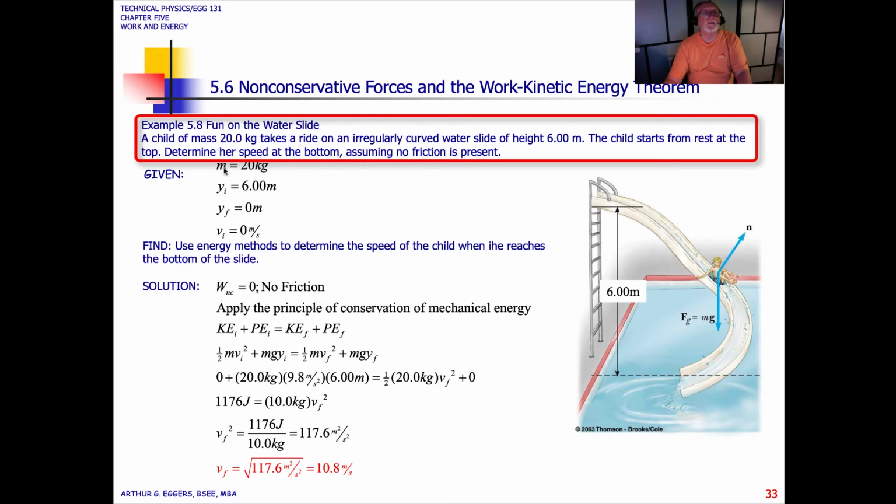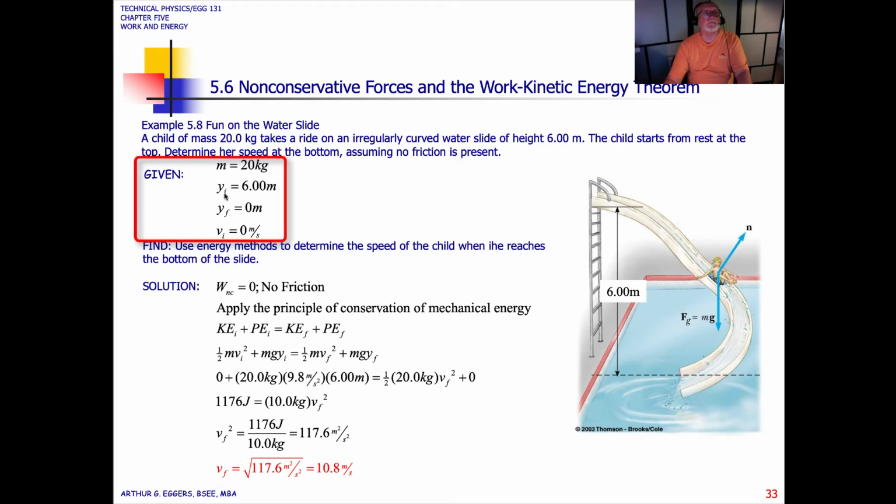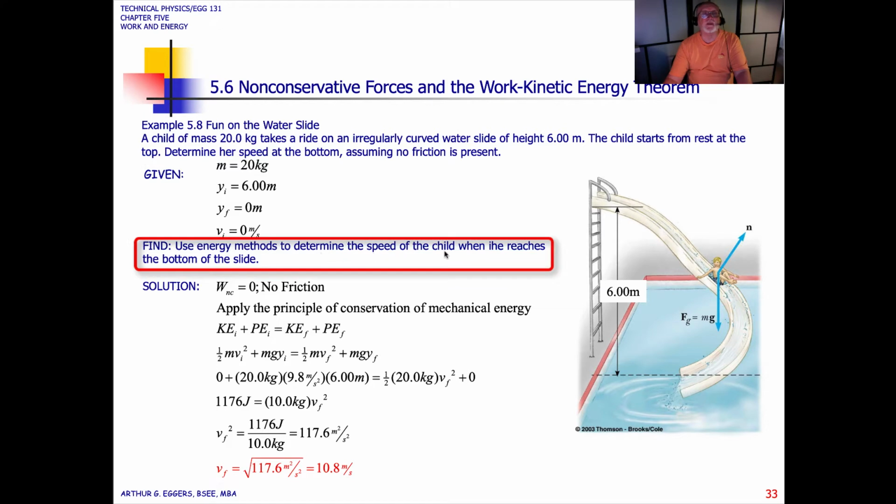So we have the child's mass, 20 kilograms. We have the initial height of 6 meters. We've got the final height of 0 meters down here at the bottom of the slide. And we have the initial velocity. The child starts off at 0. So we're going to use energy methods again to determine the speed of the child when she reaches the bottom of the slide.